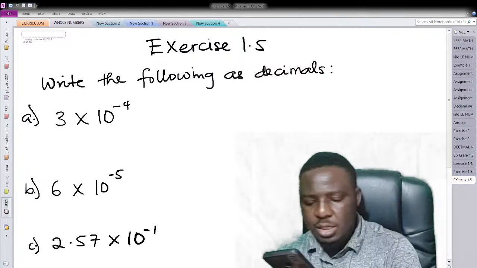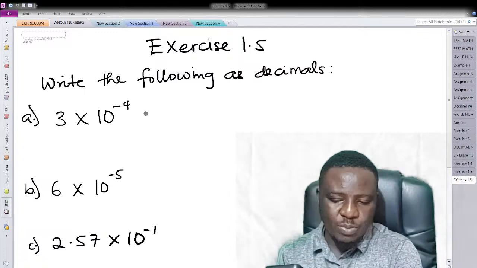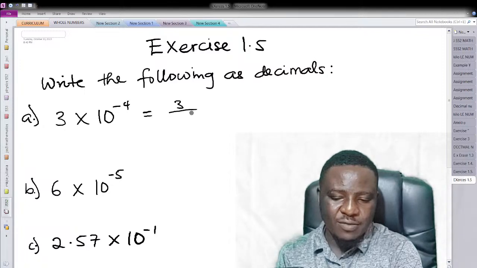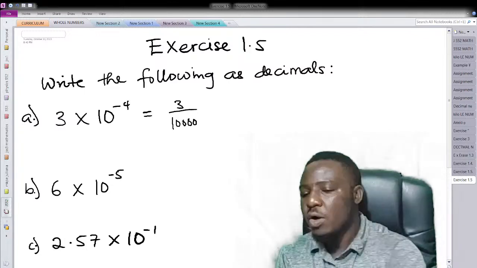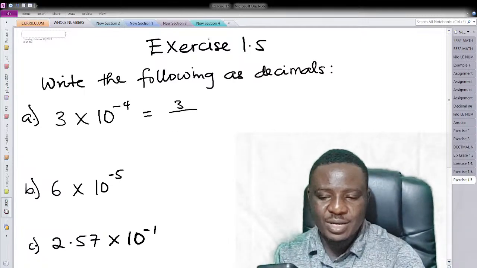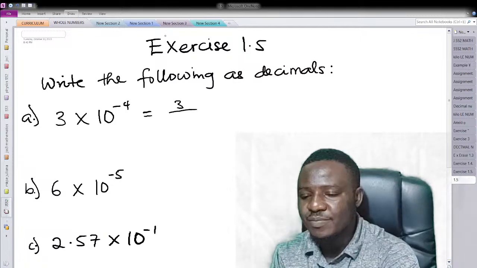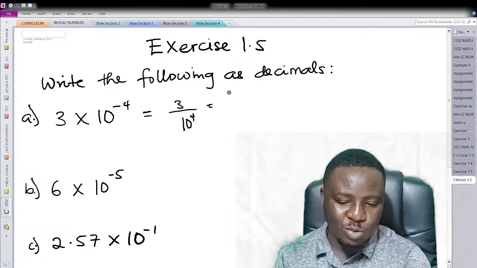The first is 3 times 10 raised to the power of minus 4. It can be written as 3 divided by 10,000. Remember? Or this is written as 3 divided by 10 to the power 4, and this is equal to 3 divided by 10,000.